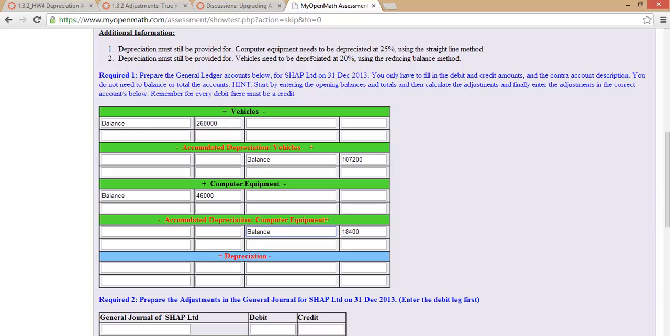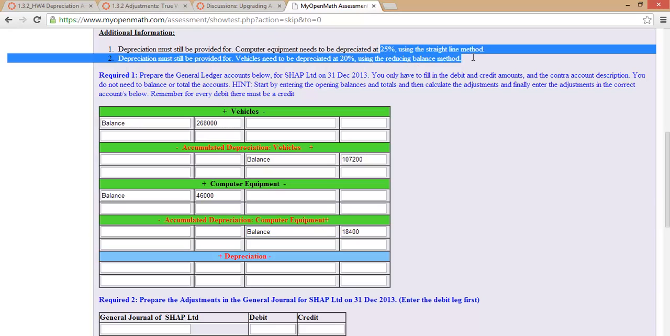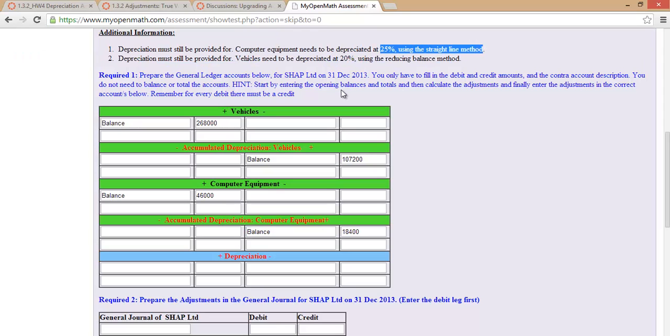So we can go to additional information point number 1. Computer equipment needs to be depreciated at 25% using the straight line method. Okay, so that means we're going to use the cost. So if you remember the formula, my formula for calculating depreciation on the cost price is the cost of the asset minus the residual value multiplied by the rate that has been given.